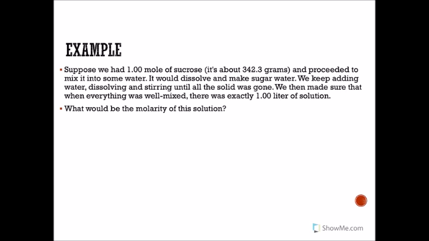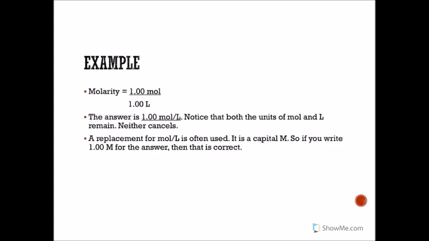For example, suppose we had 1 mole of sucrose, which is about 342.3 grams, and proceeded to mix it into some water. It would dissolve and make sugar water. If we keep adding the water, dissolving and stirring until all the solid was gone, then we made sure that everything was well mixed and there was exactly 1 liter of solution, what would the molarity of the solution be? Remember that molarity is moles over liter. We have 1 mole of sugar over 1 liter of solution. Our molarity is just 1.00 molar. 1.00 big M.